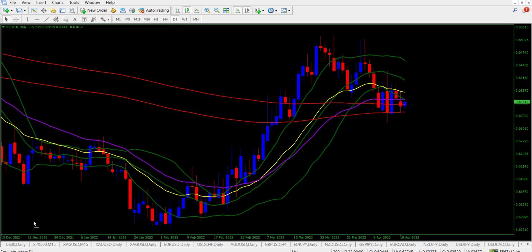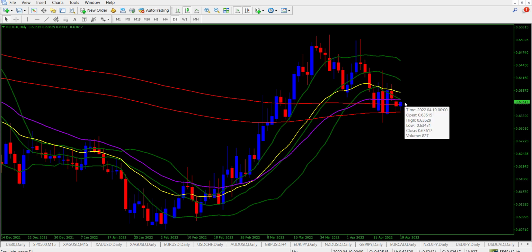The next is New Zealand CHF. The overall trend is up, and all the moving averages are also pointing towards the upside, and it is trading around the 200 moving averages, so I'll definitely ignore this pair.